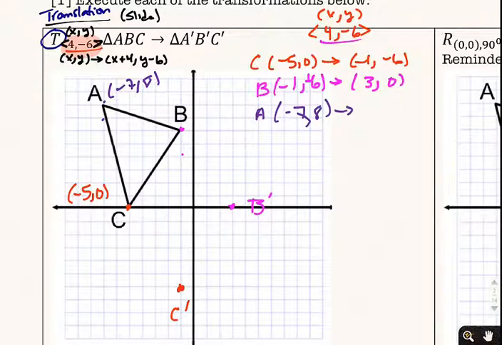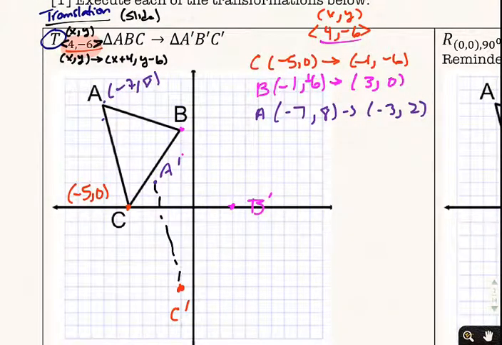So if I undergo, excuse me, I slurred my word there. So if it undergoes this transformation of plus 4, minus 6, I will end up at negative 3, comma 2. So negative 1, 2, 3, 1, 2, and that's my A prime, okay? So once I connect the dots, what I should have is a translation of 4 units to the right and 6 units down.